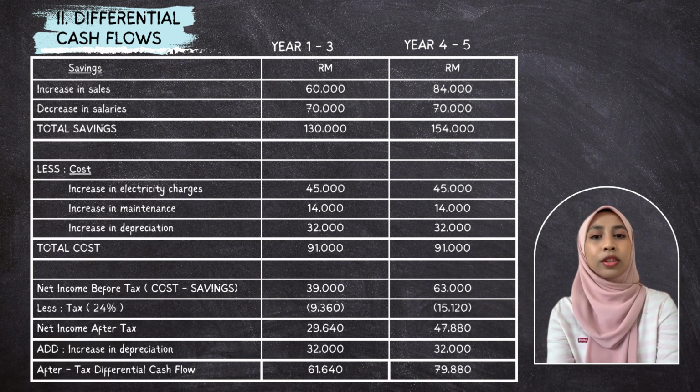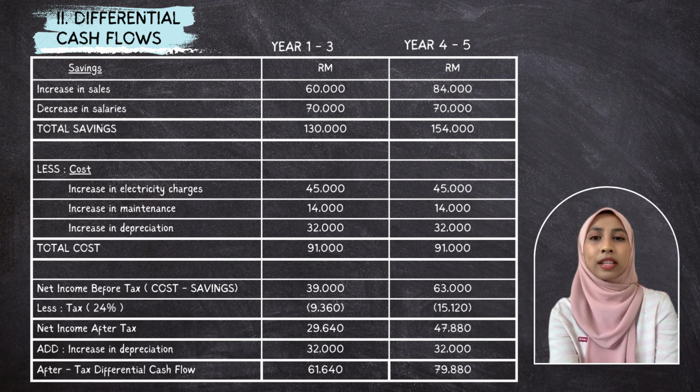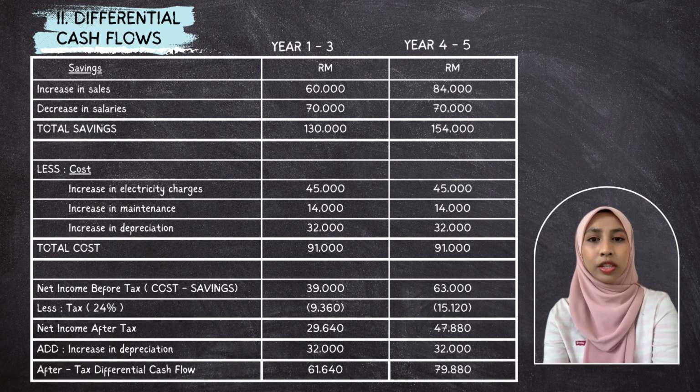For year 4 to year 5, there is an increase of sales to Rm 84,000, while salary savings remain at Rm 70,000. The total saving for these years is Rm 154,000 annually. Costs, on the other hand, remain consistent throughout the project. This brings the total cost to Rm 91,000 per year.